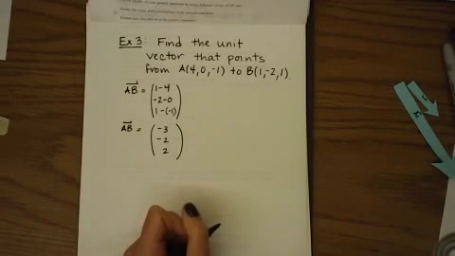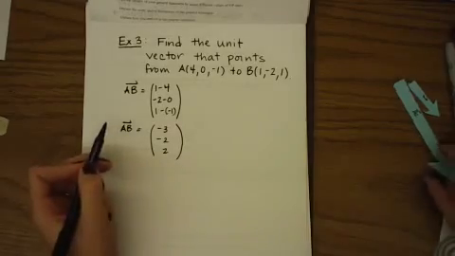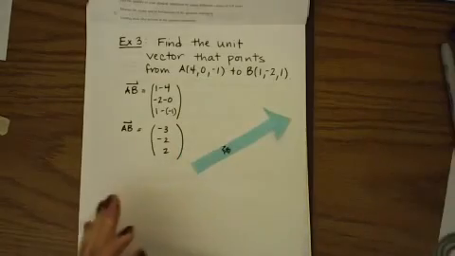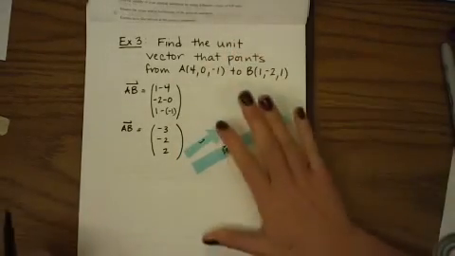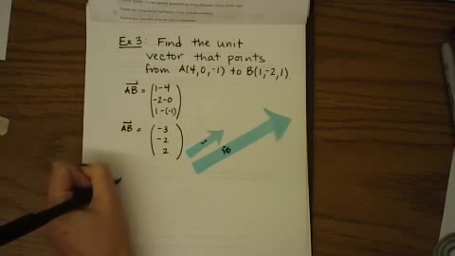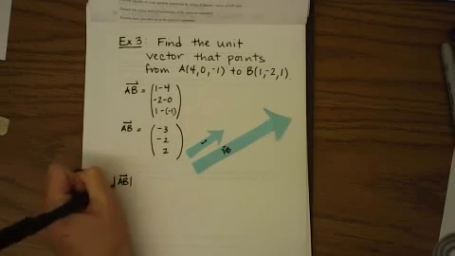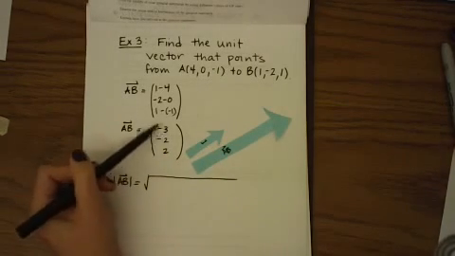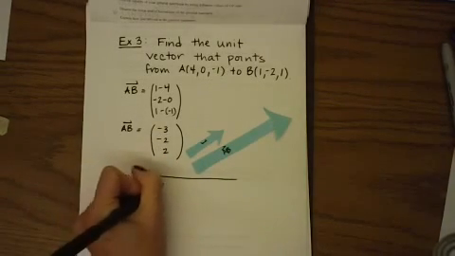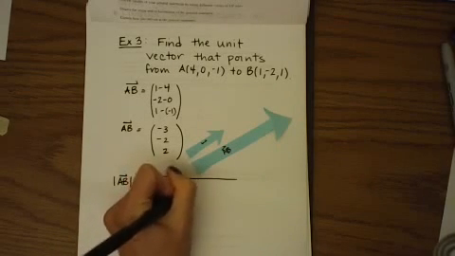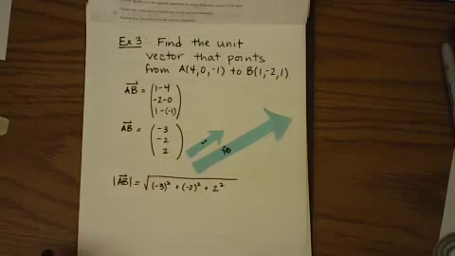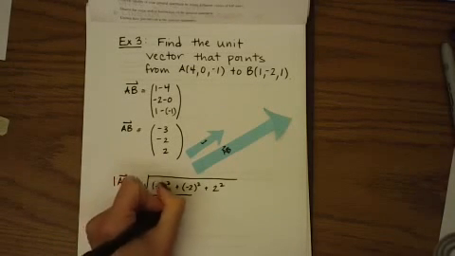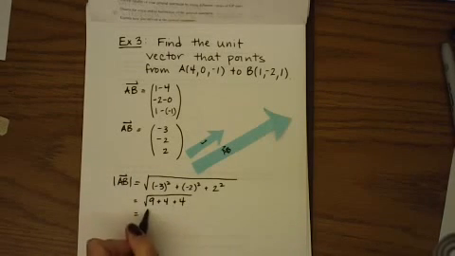Now in order to find the unit vector that's in the same direction as this vector AB, whichever way it's going, first I need to find the magnitude of vector AB. Alright, so the magnitude is going to be the square root of the sum of the squares of the components, which is going to be root 9 plus 4 plus 4, or root 17.